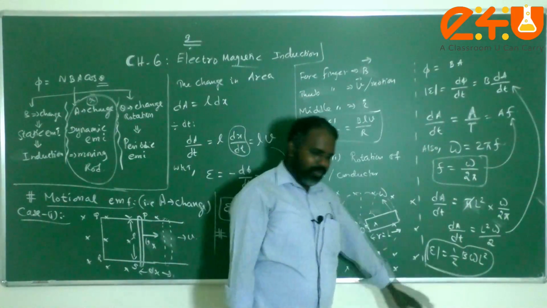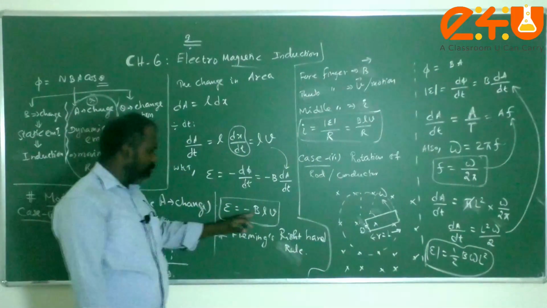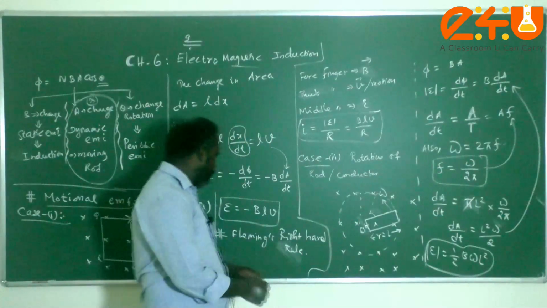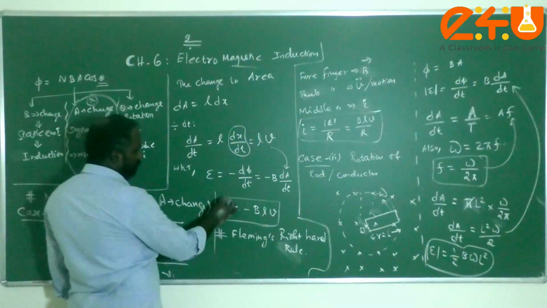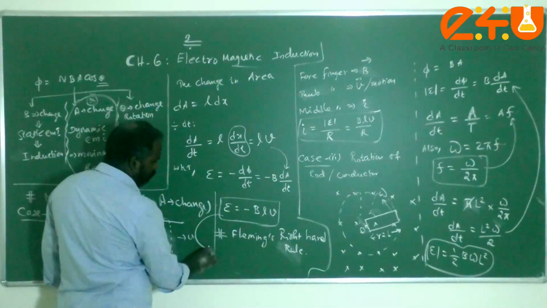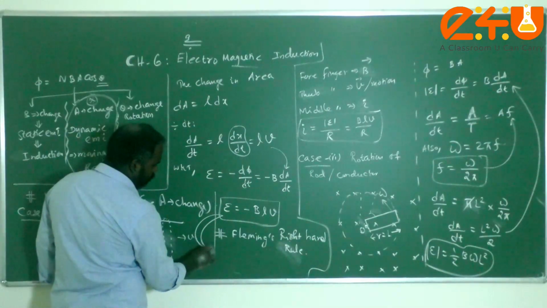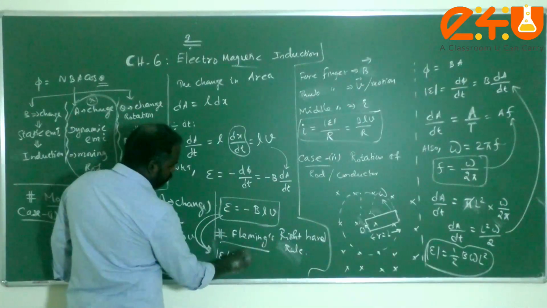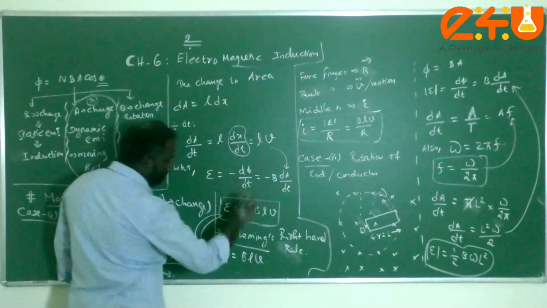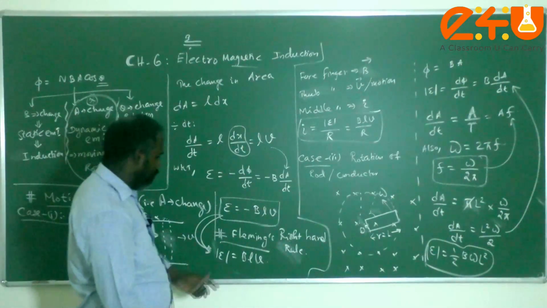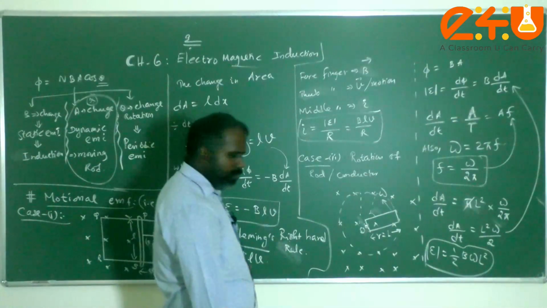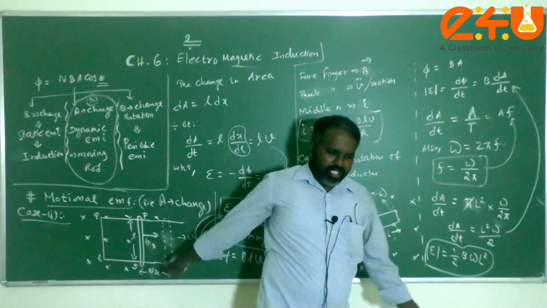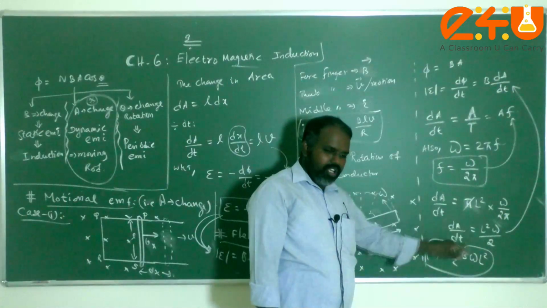So these are the two important expressions. One is BLV, and if you are writing in magnitude form, then there is no need to put the sign. We can write in magnitude form mod E equal to BLV. So this is one expression for motional EMF for translational motion, and this other one is for rotational motion.